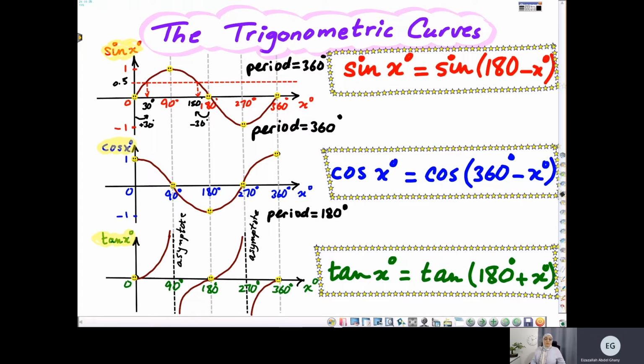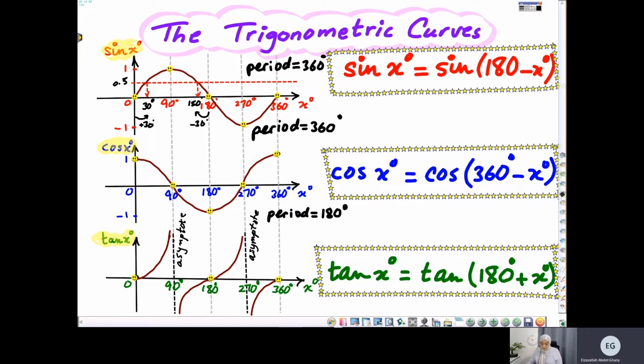The period of the tan curve is not 360, it is 180. As you see, this curve is repeated from 90 to 270. Subtract 270 minus 90, it is 180. So the full curve keeps repeating every 180 degrees.